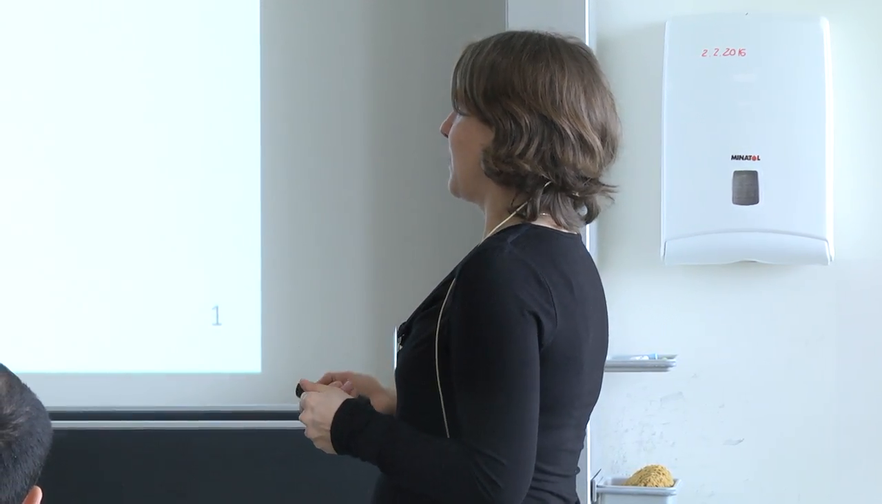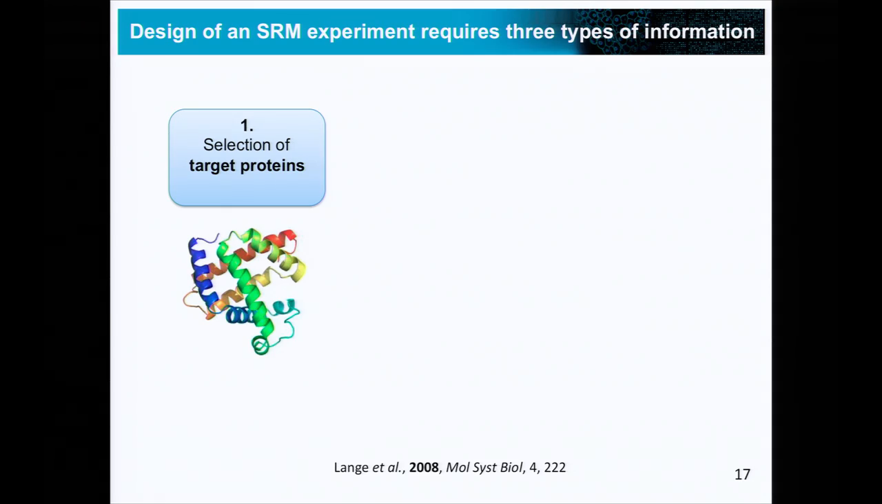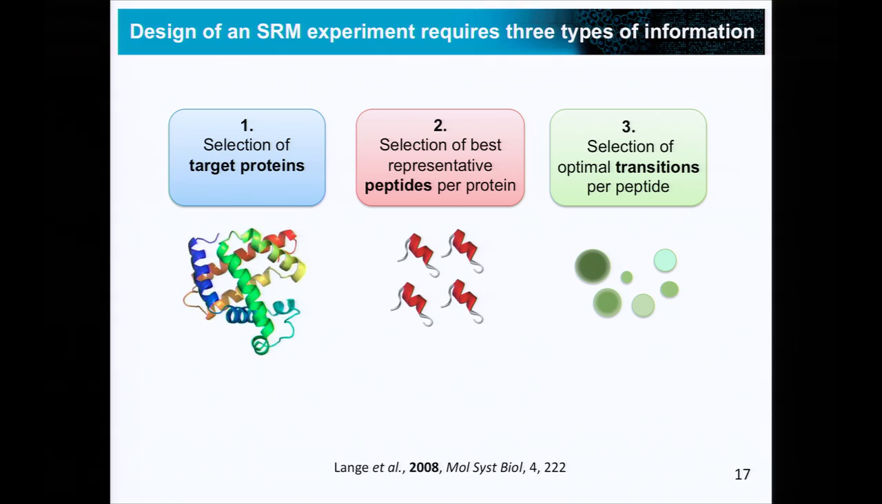How do I design a targeted proteomic experiment? In order to perform now your first own SRM experiment, you need to have three types of information. You need to know what are your target proteins of interest. You need for each protein to know what are the best representative peptides that you want to select. And for each peptide that you have selected, you need to know what are the optimal transitions per peptide to choose. And now over the next slides, I will go through these three different types of information and try to give you some guidelines or tips and tricks on how you would make this selection.